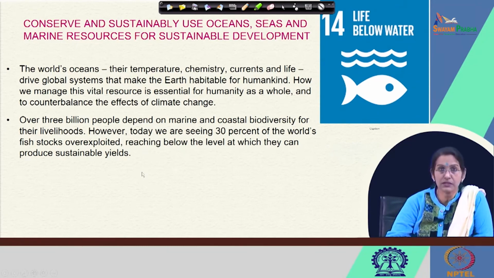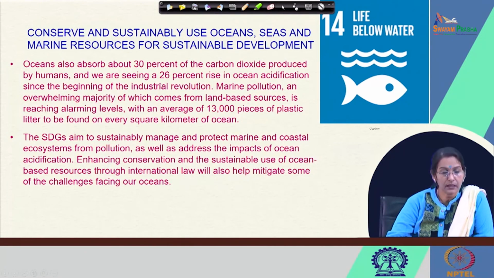So, that is how to sustainably use these resources and the marine life in a very effective way, so that we can not only restore the resources for the future generation, but also sustainably use them for our present requirement. So, how do we sustainably conserve these oceans, etc.?